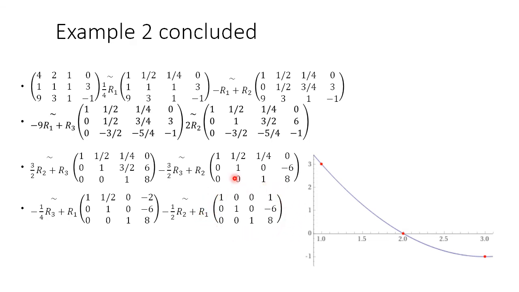From this, I can read off that a is 1, b is negative 6, and c is 8. This gives us our final answer, and we get that the function is x squared minus 6x plus 8. In Wolfram Alpha, I graphed that quadratic function, and you can see that it's passing through the 3 required points.